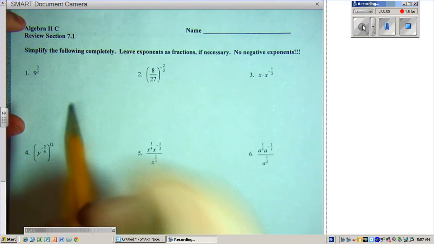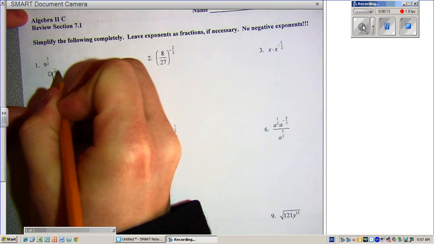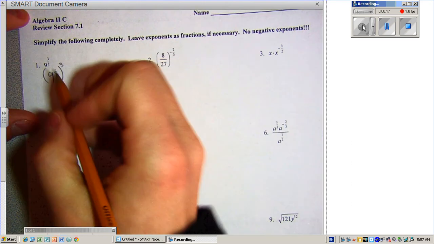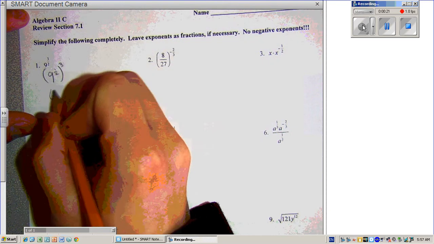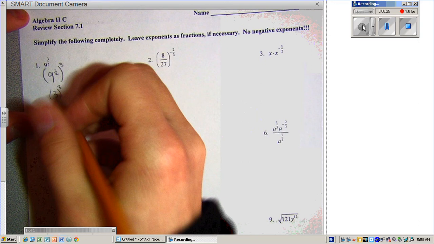What we're going to do is break up the fraction into two parts. So I get 9 to the 1 half raised to the third power. Then I'm going to take the square root of 9, which is 9 to the 1 half. That gives me 3. I'm going to leave that 3 on the outside. And 3 to the third power is 27.